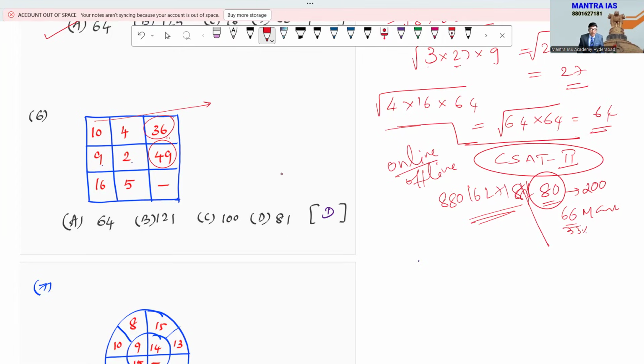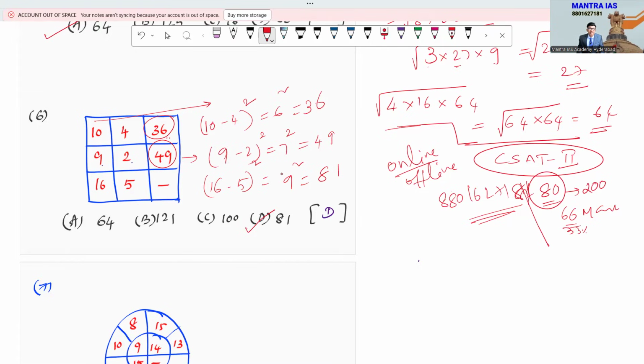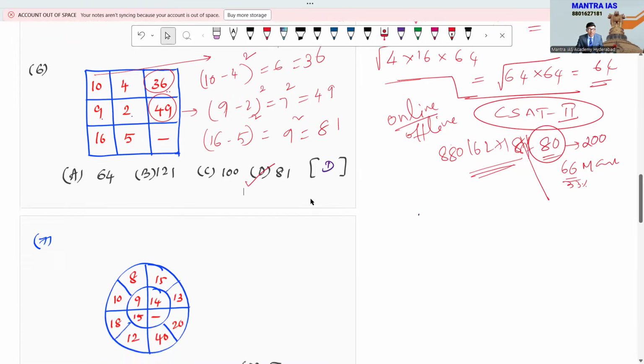Then an easy method, I'll tell you, it's the right method. If I take 10 minus 4, what's the value, please? Squaring this, 6 square is 36. So the second column is 9 minus 2, that is 7 square, perfectly 49. Therefore, what is the answer, please? 16 minus 5 is 9, and 9 square is no doubt 81. The answer is 81. Understand? Then go to the next one here.